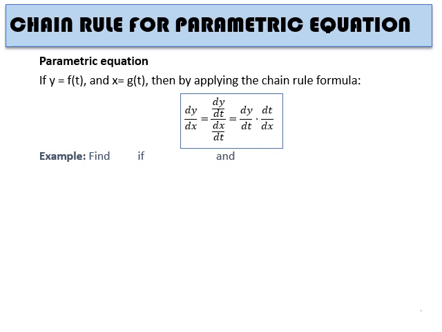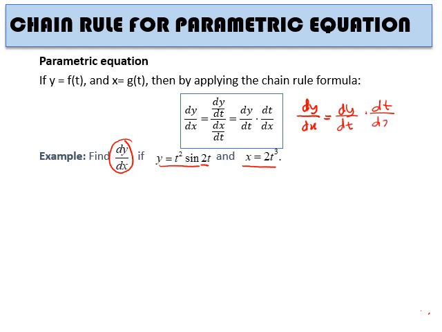Okay, so for today we are going to solve differentiation for parametric equations by using the chain rule. So if we have y in terms of t and x in terms of t, but we want to find dy/dx, we need to use the parametric equation. So dy over dx is equal to dy over dt times dt over dx.